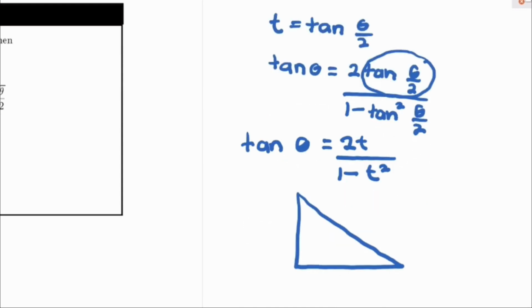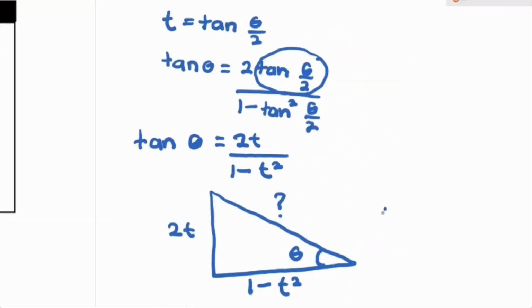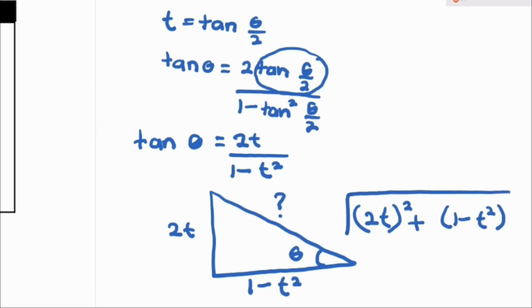So this one is tangent theta. How to express cos theta and sin theta in terms of t? We use the theorem of Pythagoras. We let theta here. As we know, tangent theta equals opposite over adjacent. So how to get the hypotenuse? You use the formula square root of 2t square plus 1 minus t square, and then you calculate, the result is 1 plus t square.